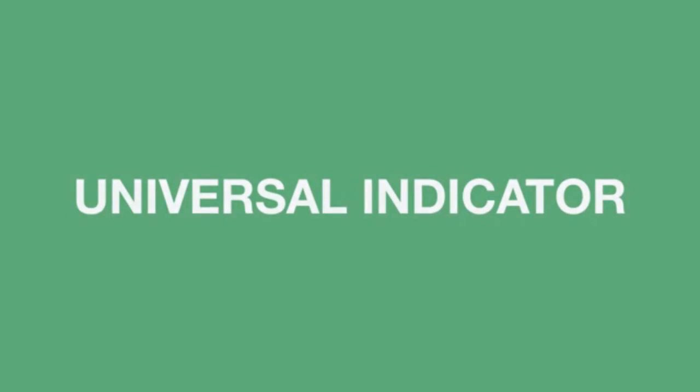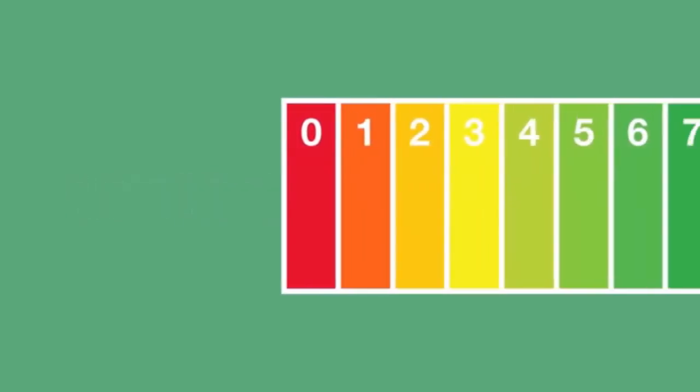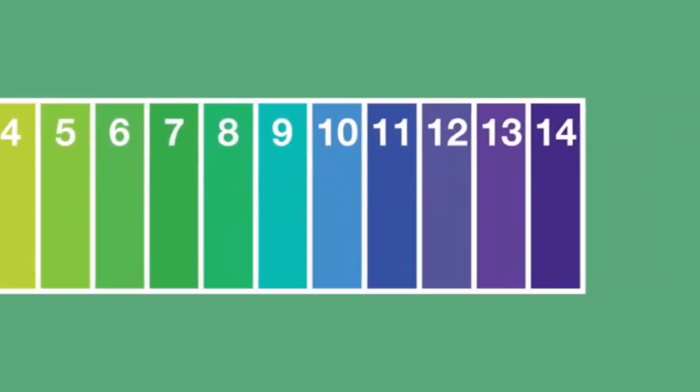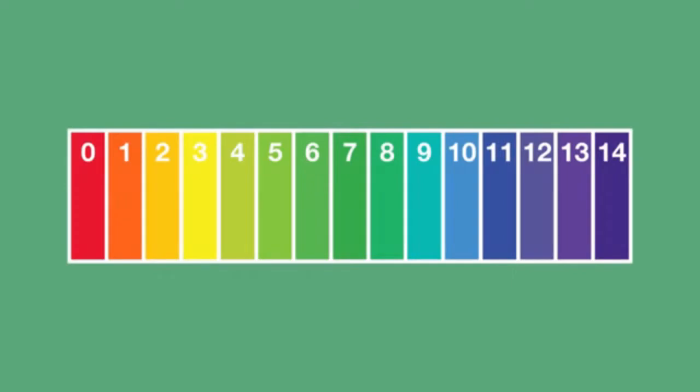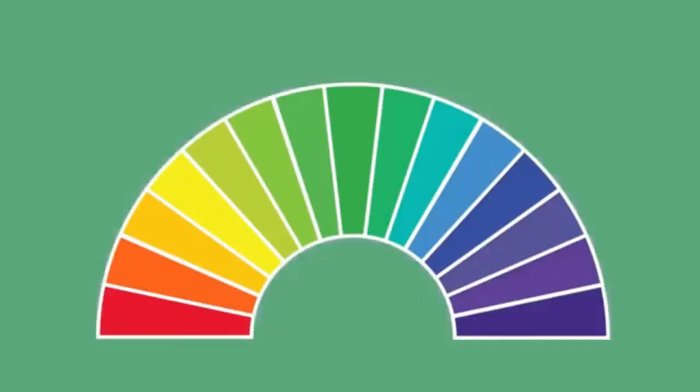Universal indicator is very versatile as it can measure pH across the entire scale from 0 to 14. It is not a single indicator, but rather a combination of various indicators. If you look at the color changes of universal indicator according to the pH of a solution, you will find that it resembles a rainbow.